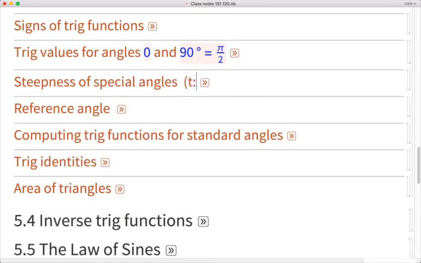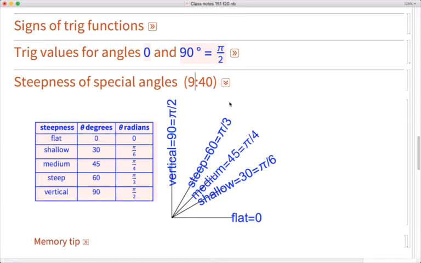Okay, I'll put a timestamp here and talk about steepness of special angles. 940. Oh no, T40. This is 940.